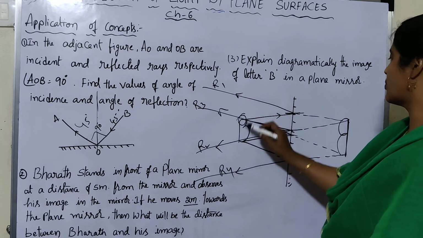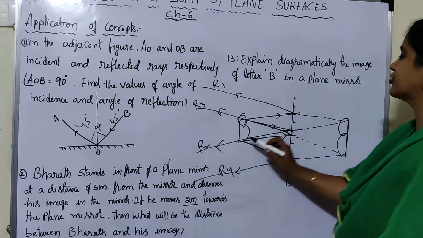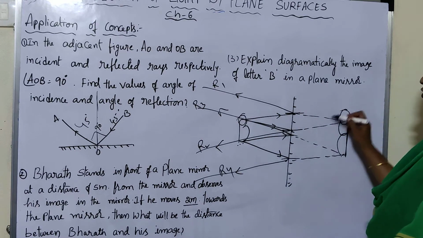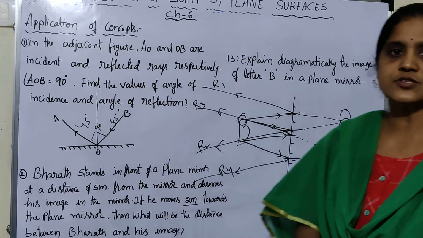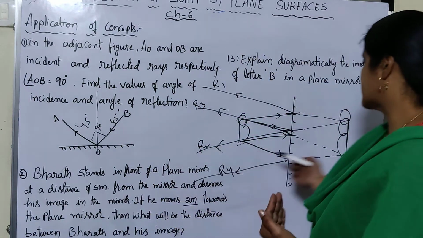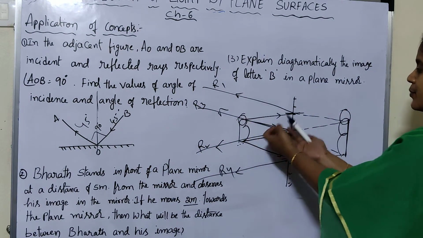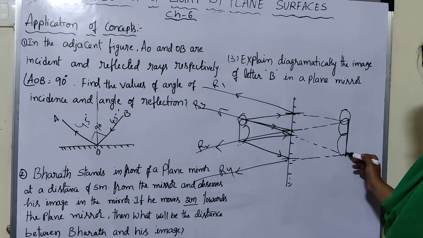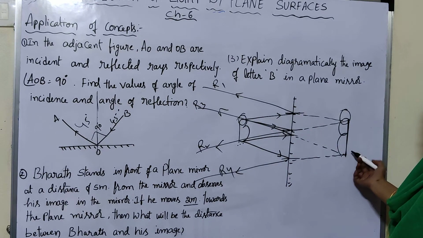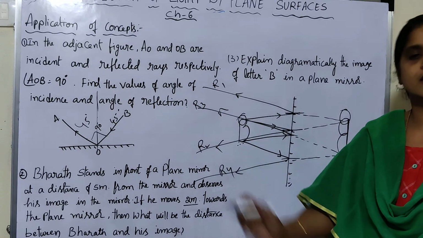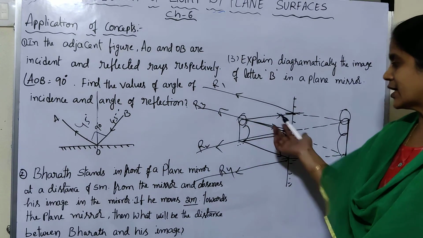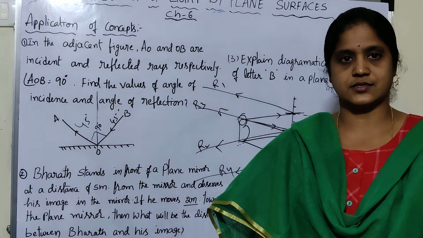Actually the rays from the top reach at the bottom and the rays from the bottom reach at the top, and our brain perceives that the ray coming from the top appears to come from the top of the letter in the mirror, and the ray from the bottom from the bottom of the letter. So due to that we get the image of B like this.